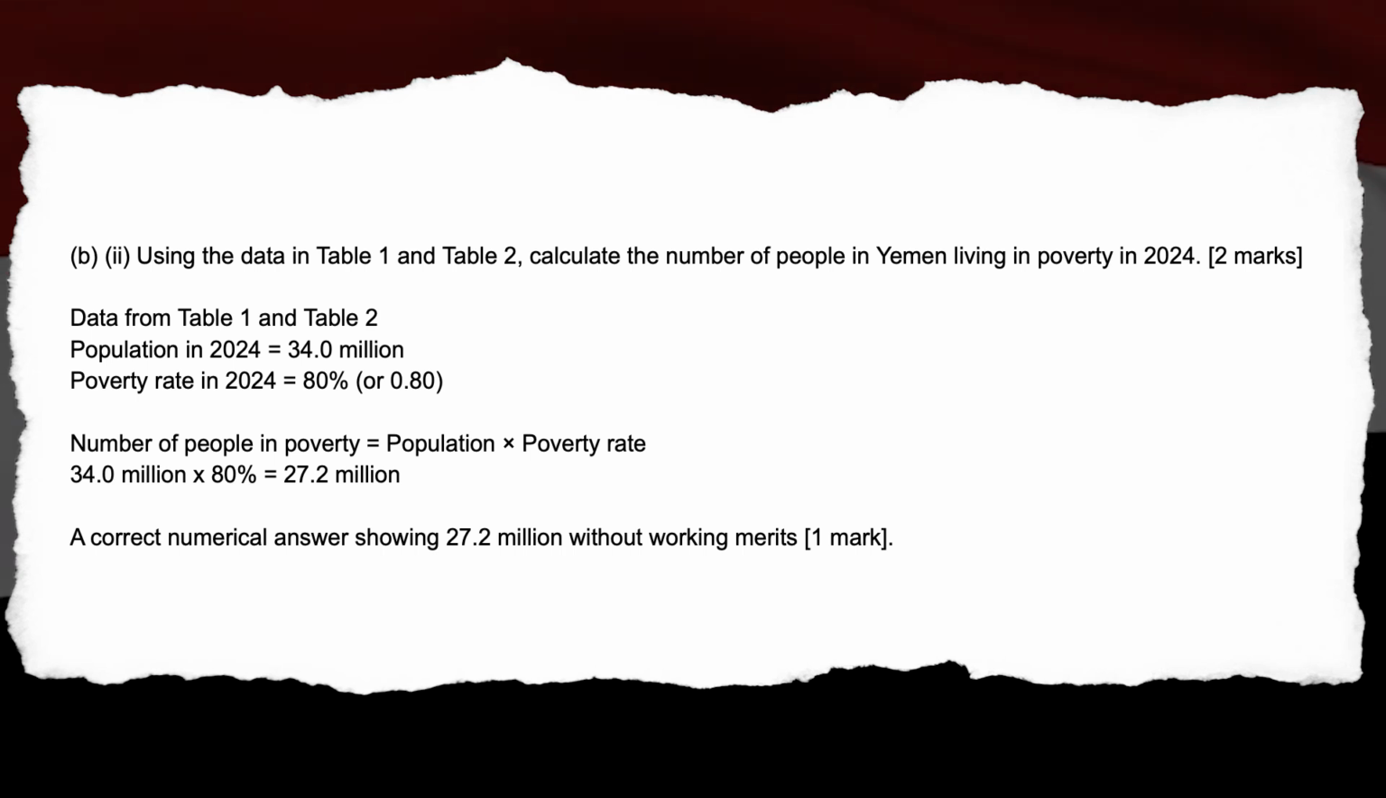B2. Using the data in Table 1 and Table 2, calculate the number of people in Yemen living in poverty in 2024. 2 marks. Data from Table 1 and Table 2. Population in 2024 equals 34.0 million. Poverty rate in 2024 equals 80%, or 0.80. Number of people in poverty equals population times poverty rate. 34.0 million times 80% equals 27.2 million. A correct numerical answer showing 27.2 million without working merits 1 mark.